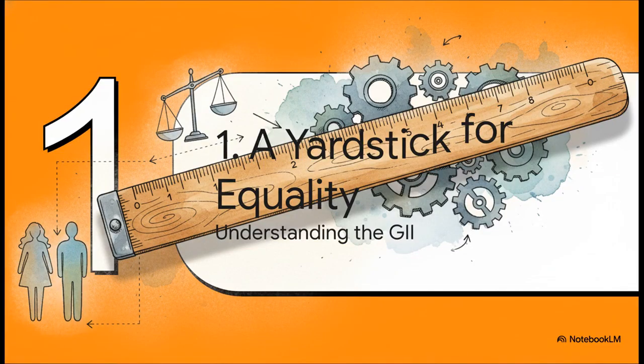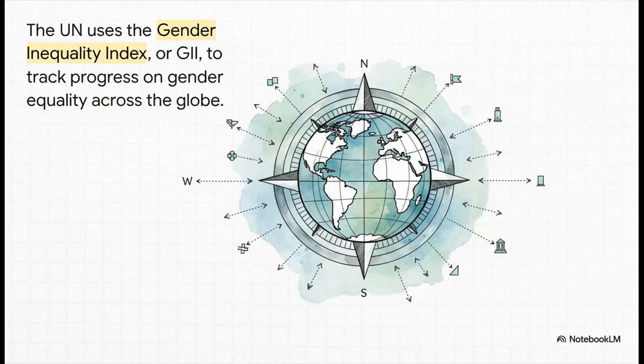First up, let's look at the tool itself. I mean, if you're going to compare countries fairly, you need a consistent yardstick. So let's see how this thing actually works. It's called the Gender Inequality Index, or GII for short. You can think of it like a global compass, pointing out which countries are making progress toward equality and which ones are getting left behind.